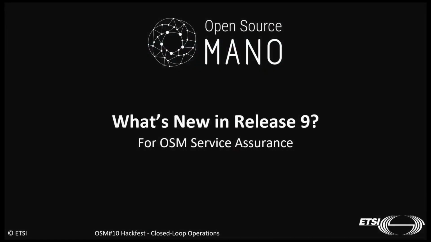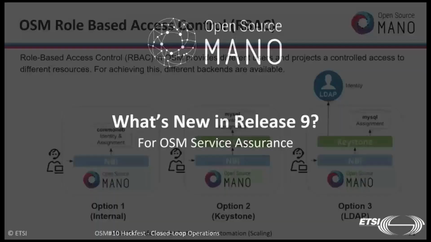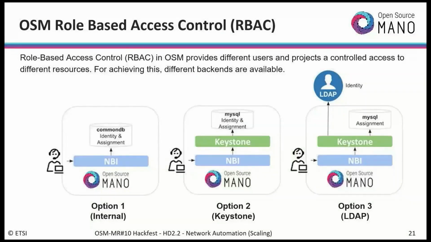Now, what is new in release 9 in the service assurance model? The one that you are already seeing here, that is the RBAC feature extended to Grafana. Okay, so what is RBAC? RBAC is something that you're already using: role-based access control. That means every user of OSM is given controlled access to OSM's resources based on his role, whether he's an admin, a project admin, a system admin, or a normal user.